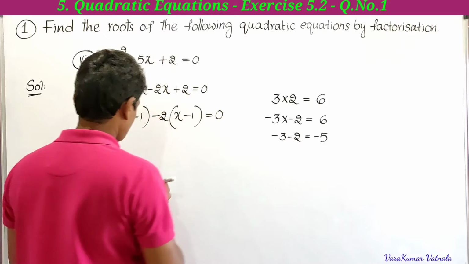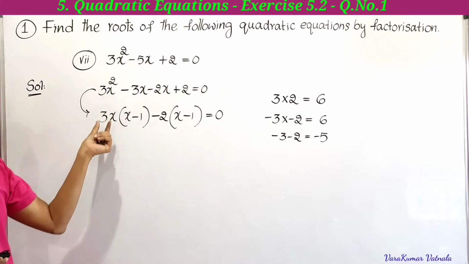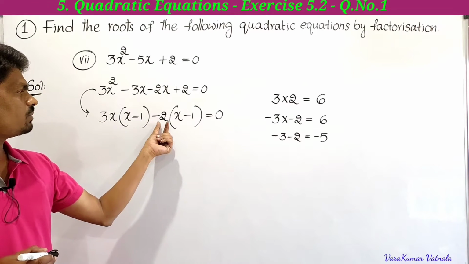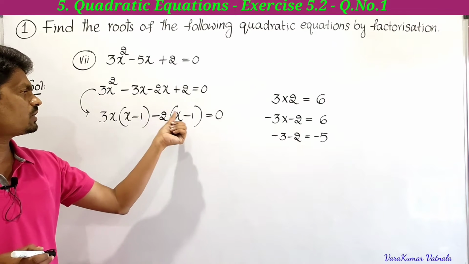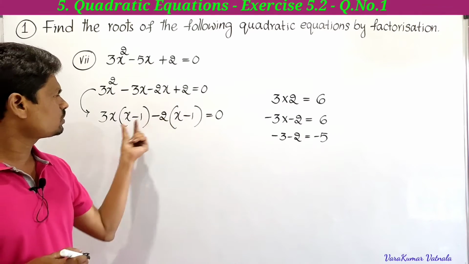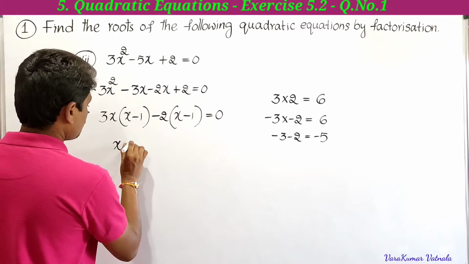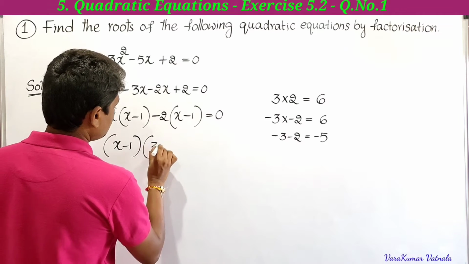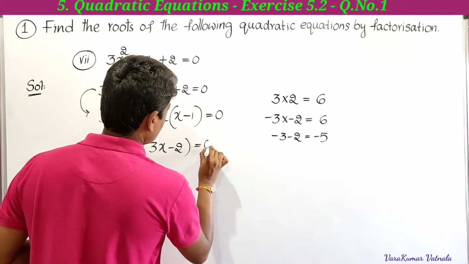is equal to 0. Again, if you multiply with 3x, 3x into x, 3x square, 3x into minus 1, minus 3x. So here again multiply by minus 2, minus 2 into x, minus 2x, minus 2 into minus 1 is plus 2. So now x minus 1 is common in both the terms. So I am taking x minus 1 as common. So here we get 3x and here there is minus 2 is equal to 0.